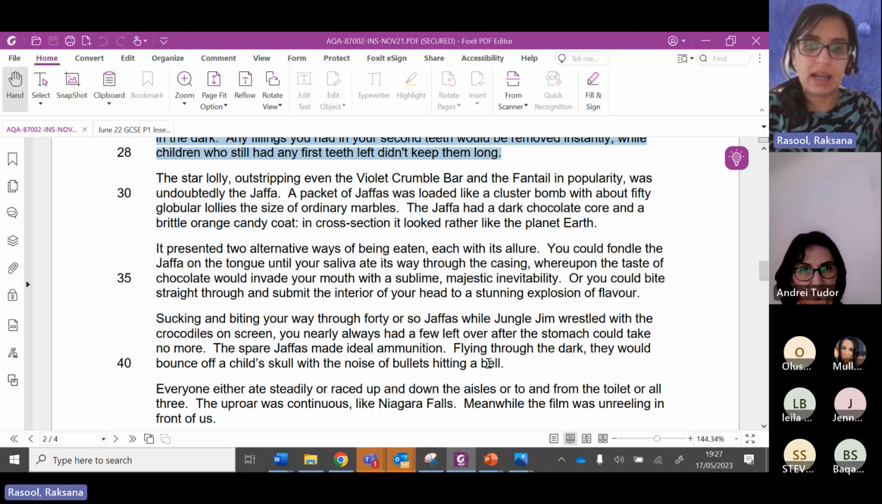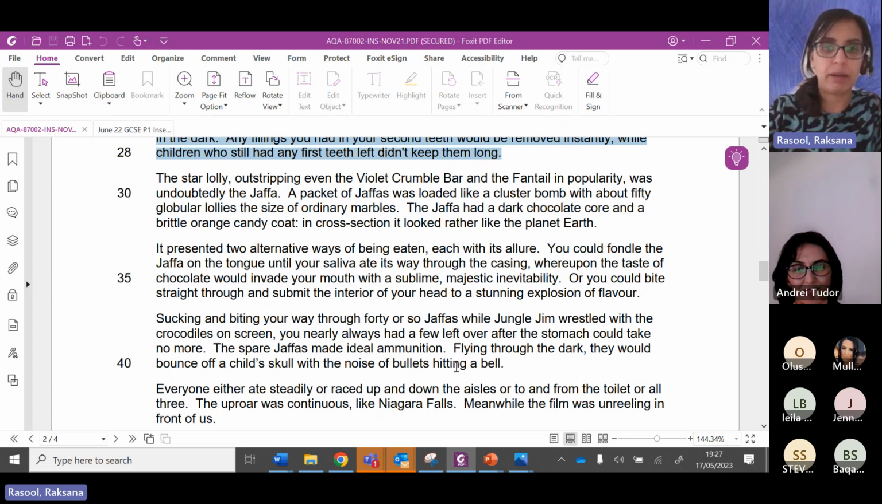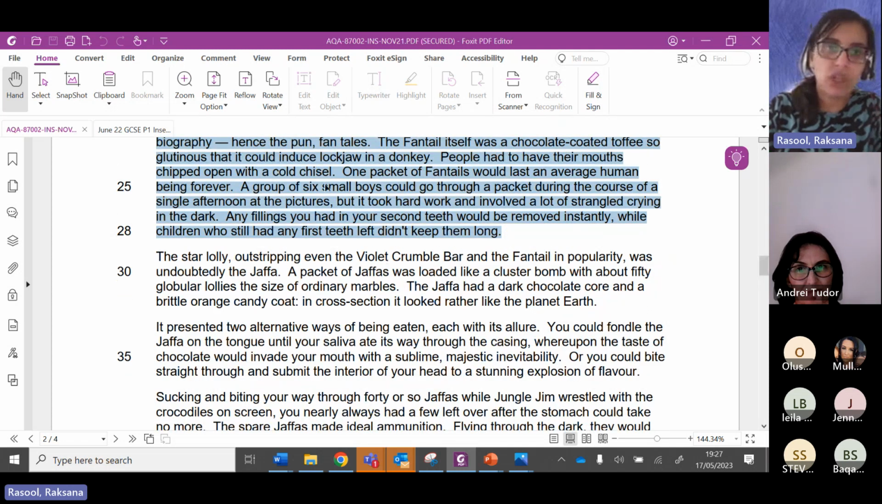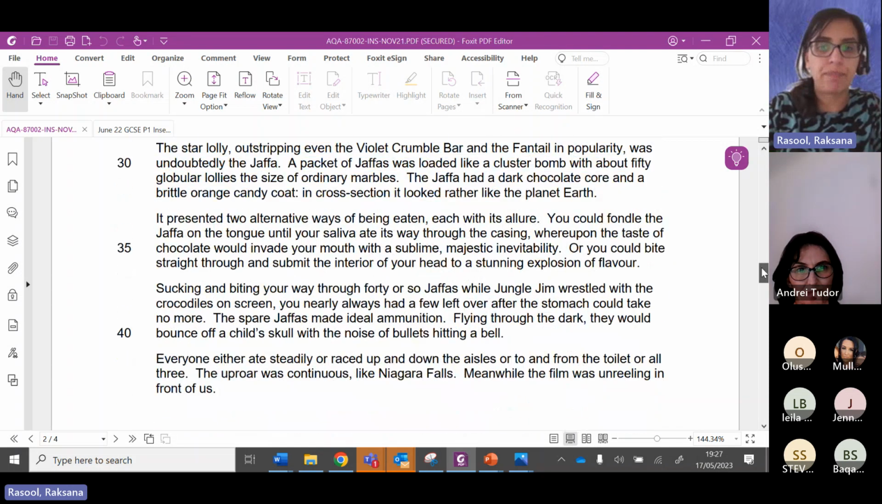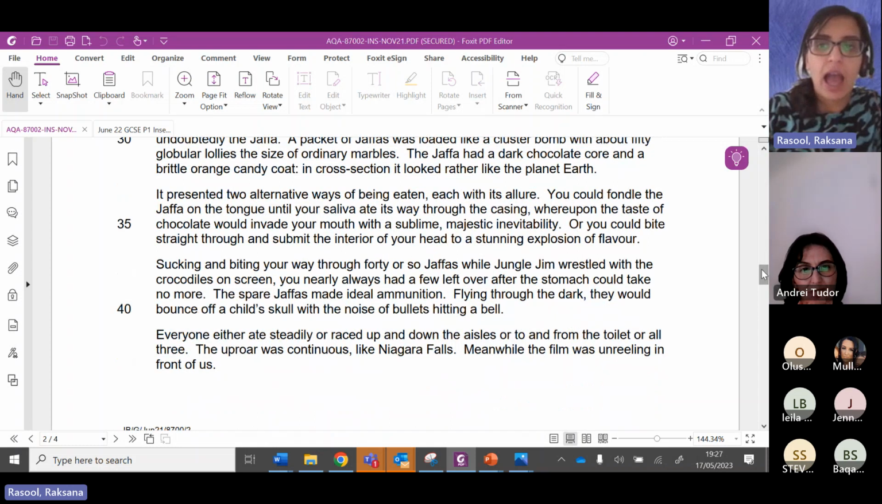With the noise of bullets hitting a bell. It's quite interesting. There's a lot of fighting vocabulary here, like wartime vocabulary: bullets, ammunition, invading. You've got the shrapnel imagery, cold chisel, things like that. There's a lot of warlike imagery.